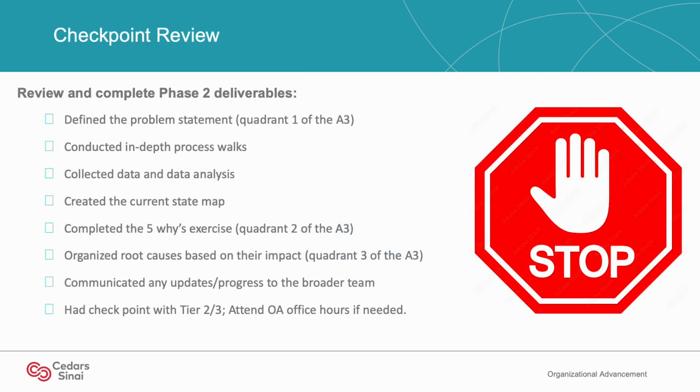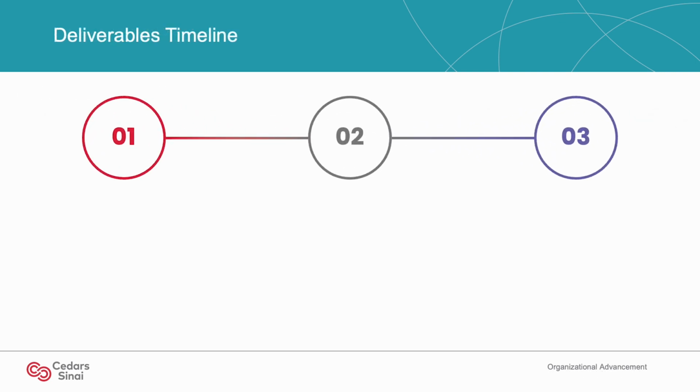That concludes the steps for phase 2. Before you wrap up this phase and move on to phase 3, it is important that you and your team have completed the deliverables for phase 2. Review each of the deliverables and ensure that you've completed them all in a timely manner. Here is a suggested timeline for completing phase 2 and its deliverables. The work for phase 2 should take no more than 3 weeks to complete.